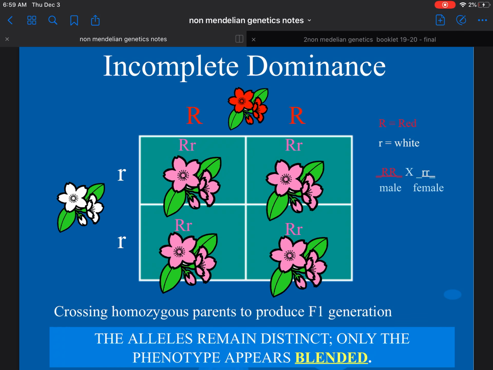So, here's an example of incomplete dominance. We have a red flower that's homozygous red, and a white flower that's homozygous recessive, and when they combine together, they create a pink flower. So, according to incomplete dominance, red paired with white would make a heterozygous pink. The alleles will remain distinct, but the phenotype will appear blended.